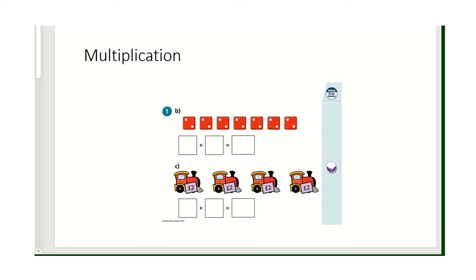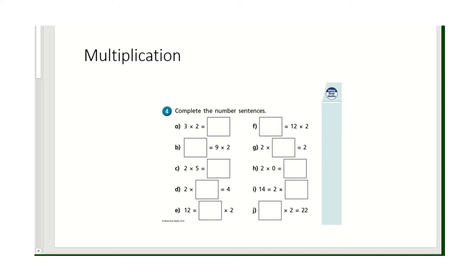The dice are in, it's a number 2, isn't it, on it? And so the trains cost £2. Think how many dice there are. Think how many trains there are. I think you can do that. Then have a go at these number sentences.